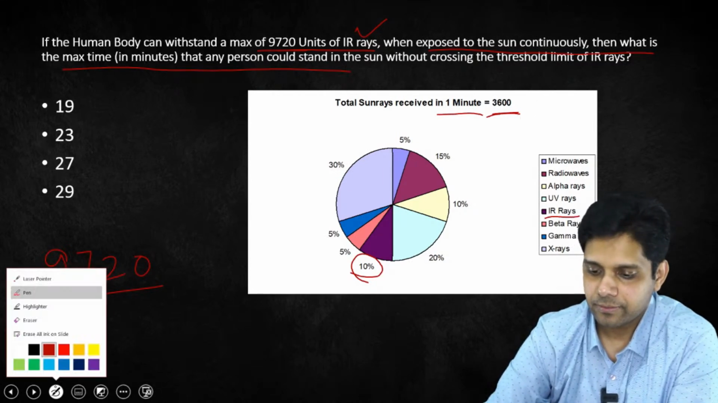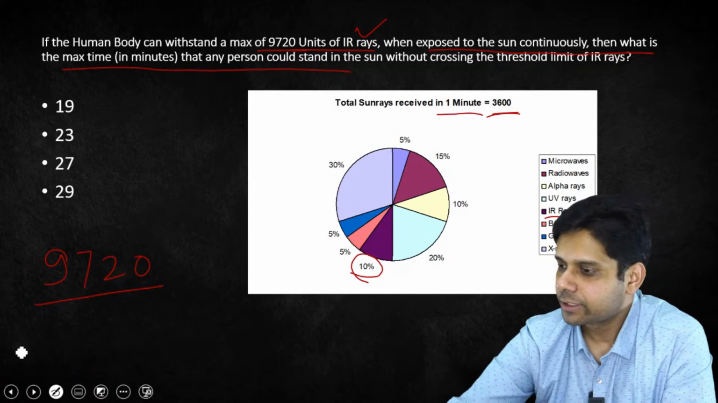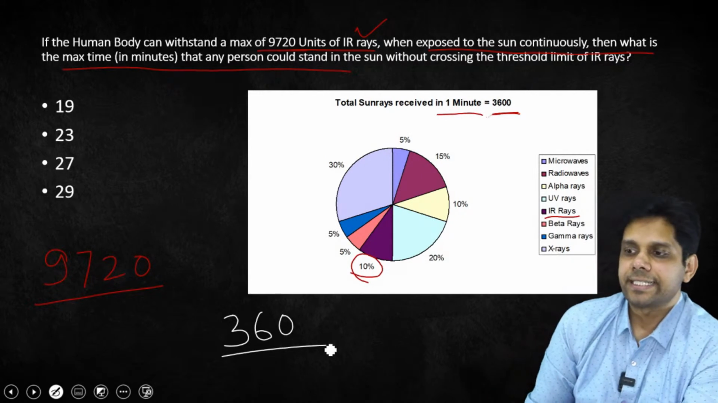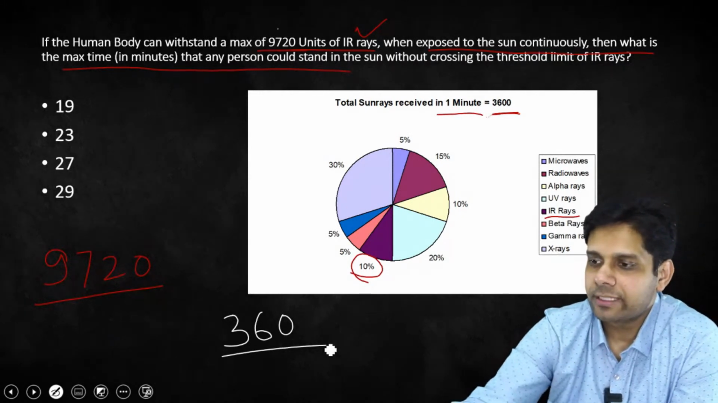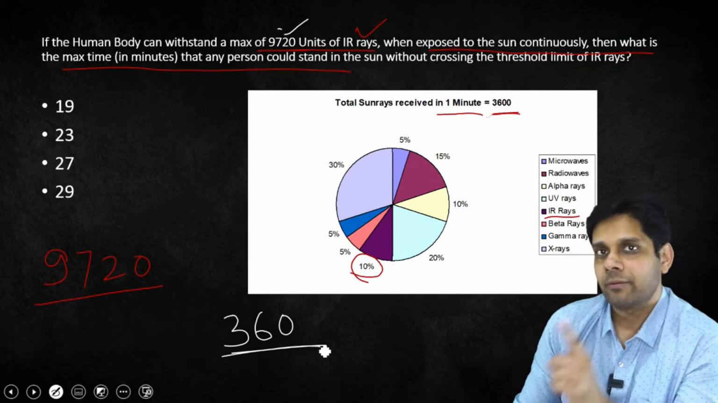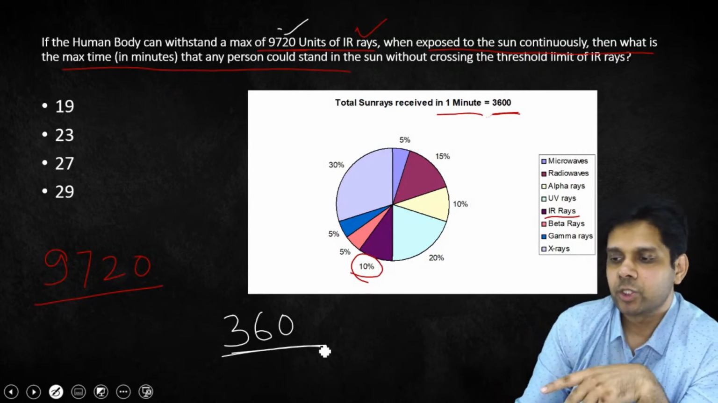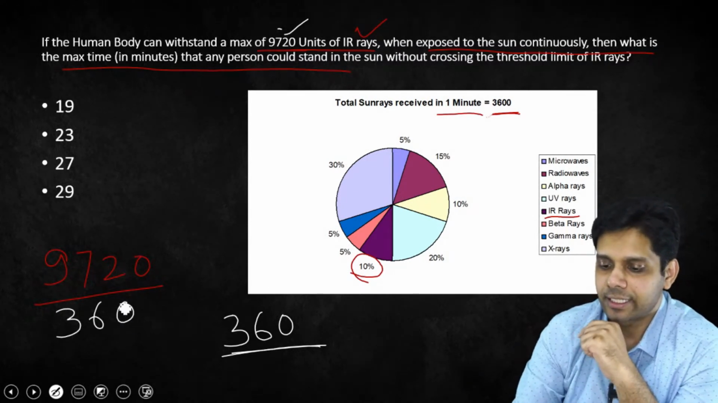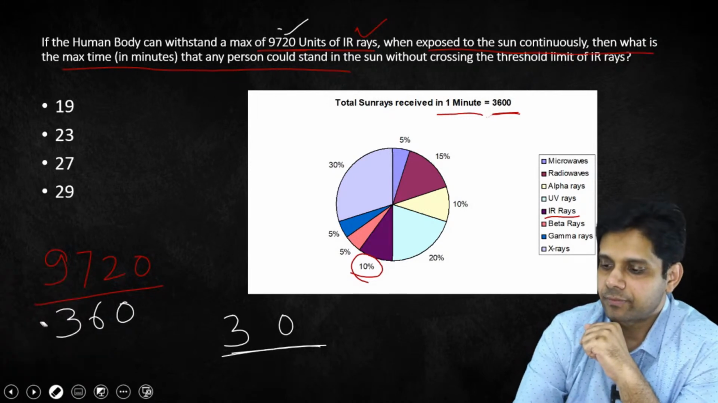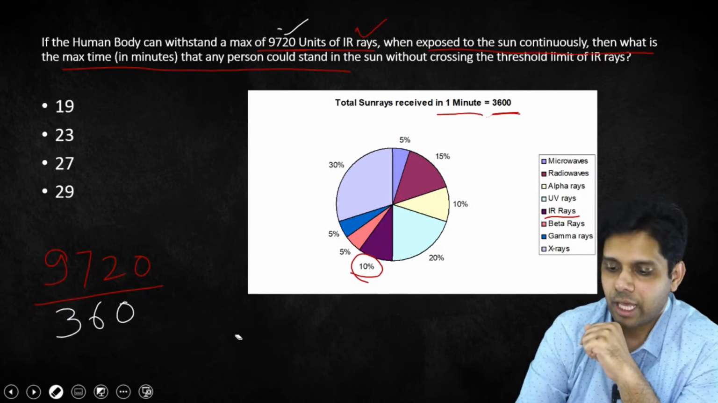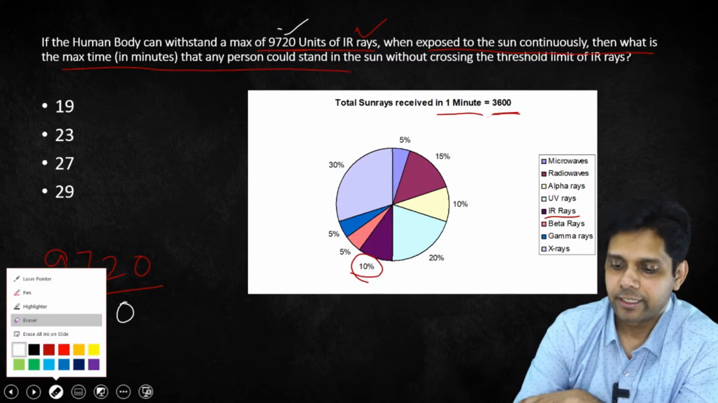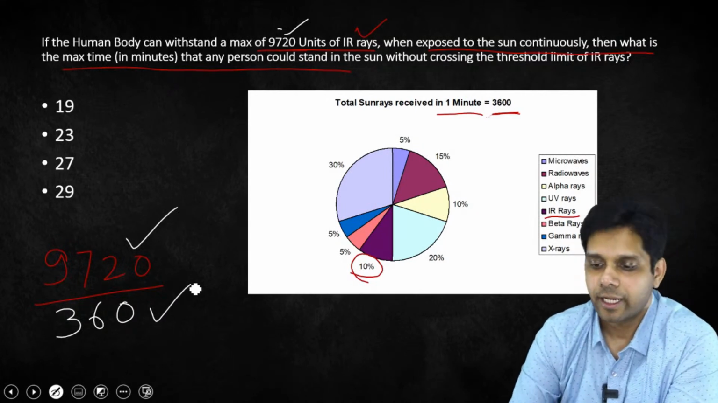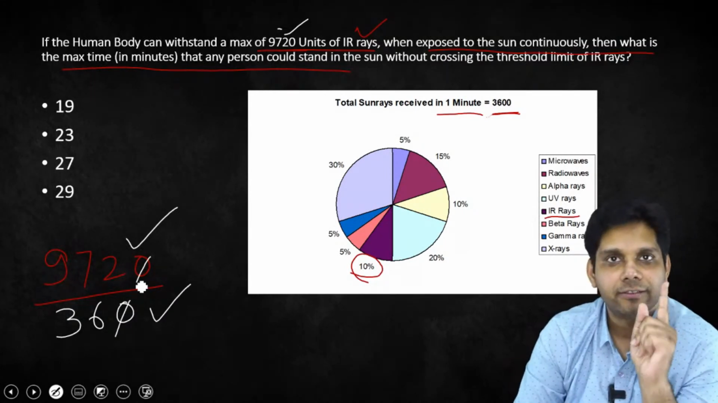Who will tell me? 10% of 3600 is nothing but 360. So what we are looking at is 360. Now the body can withstand 9720, but in 1 minute you're getting 360. So in how many minutes will you get 9720? All you have to do is divide 9720 by 360. Now, do you see one similarity here? Both are divisible by 6, 9720 also and 360 also, right? That means we can straight away go ahead and solve.